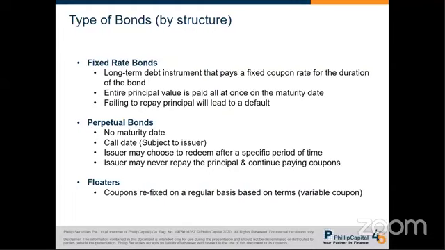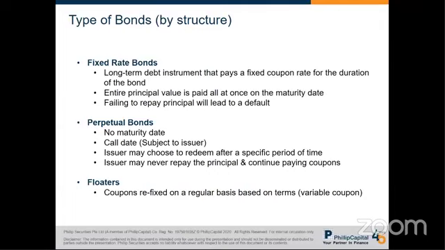For perpetual bonds, usually they have no maturity date. They may have a call date. This is subject to the issuer. The issuer may choose to redeem back the bonds after a specific period of time. Also, they have the option to never repay the principal and continue paying coupons perpetually.